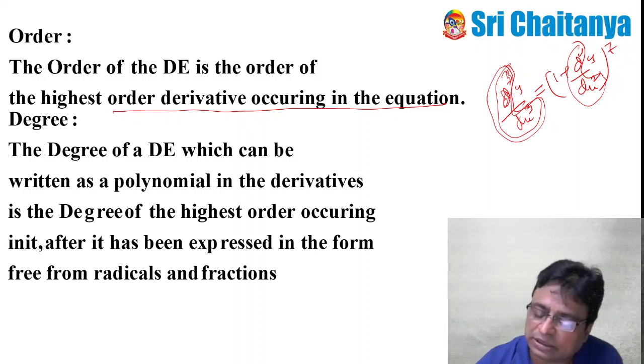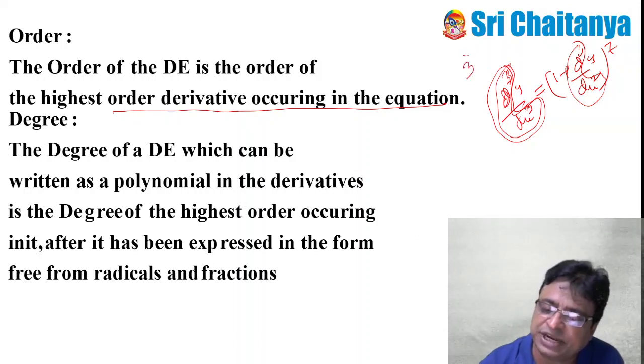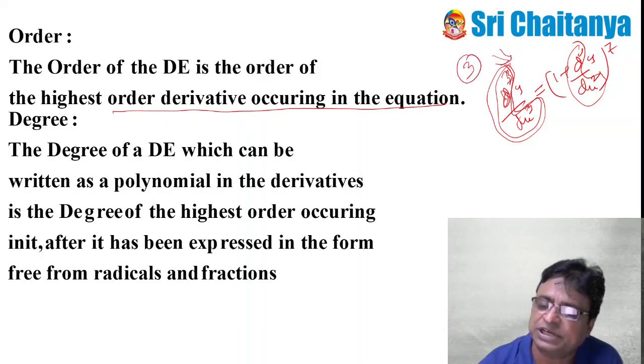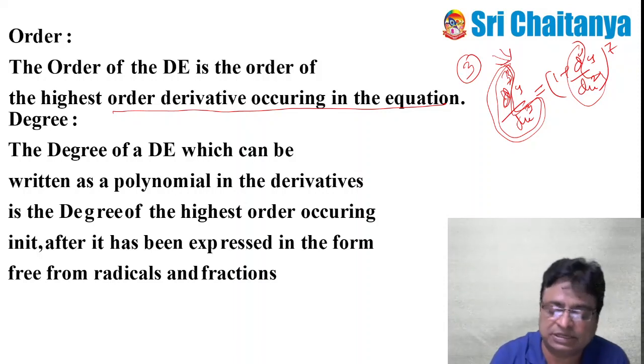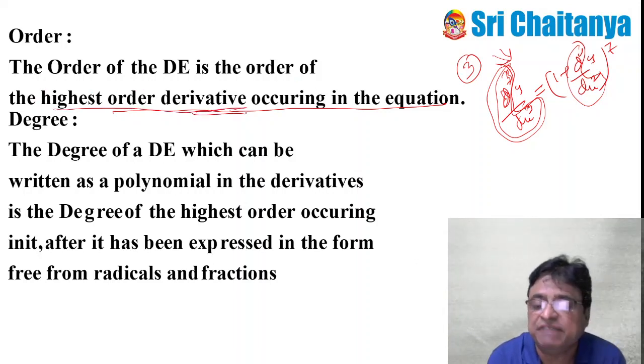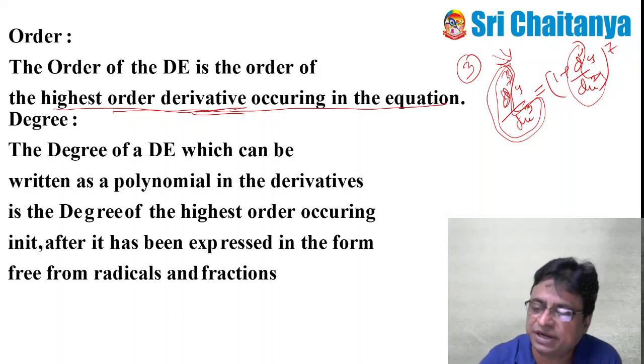So, the order of this highest ordered differential coefficient is 3. Therefore, the order of this differential equation, we call it 3. That's why the definition says the order of the differential equation is the order of the highest ordered derivative. So, what is the highest ordered derivative here? d cube y by dx cube.